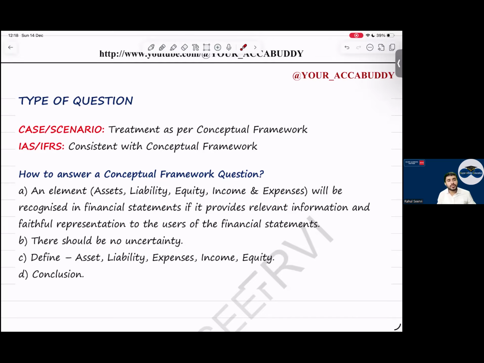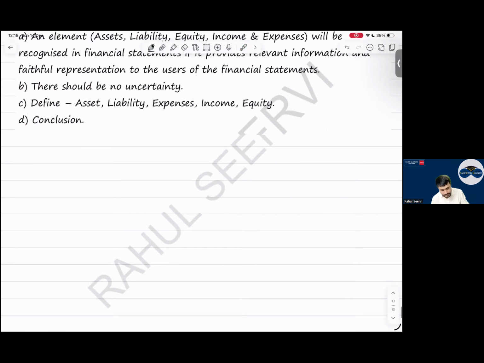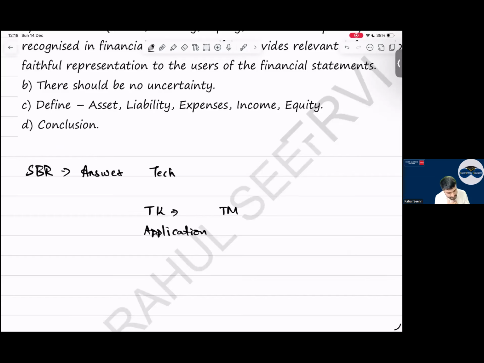Now coming to, sir, how to answer. Now understand, when coming to SBR, what is the technique to answer? I say first you have to write the technical knowledge. That will give you technical marks. Then your application. This will give you application marks from the question. Then conclusion.